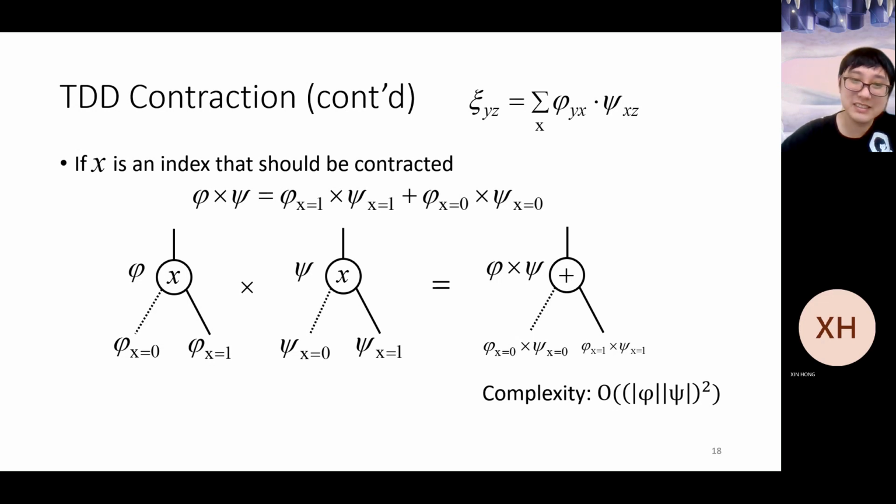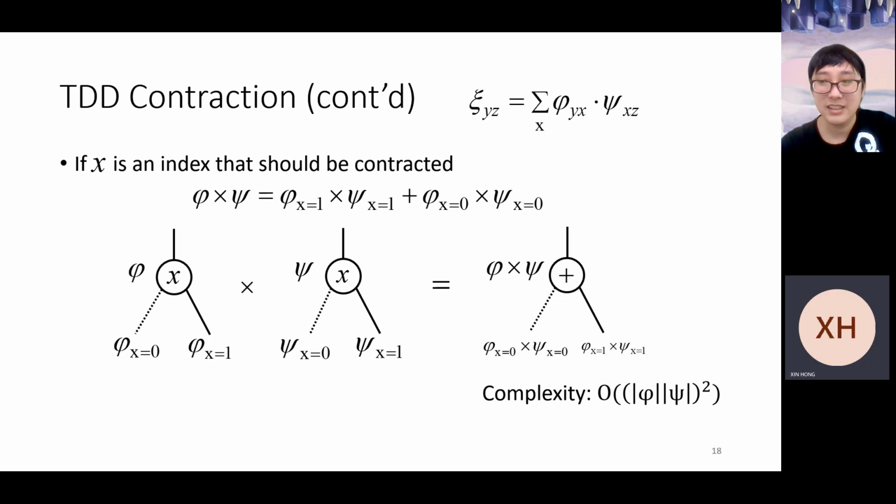Is it easy? You mean transforming a matrix representation, a multi-dimensional array, to a tensor decision diagram? Yeah, from a matrix to a tensor decision diagram. Yeah, I think it's easy. It's very easy.